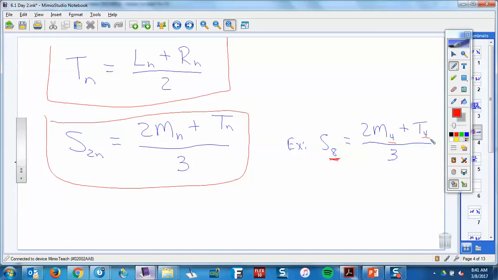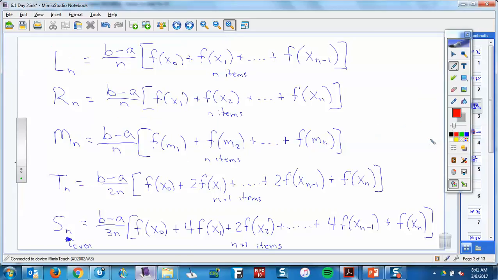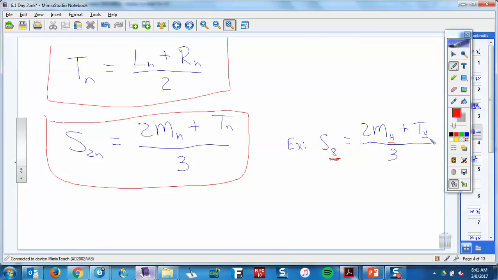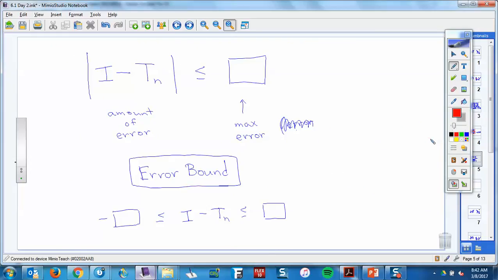Some people get hung up on this isn't 2N and this is. Don't worry about that. Just worry about Simpson's always has to be even. And if you're going to do the shortcut, the average formula, then if you do S8 here, you'll have 4s there. That's all you got to remember. If you're doing an S8, that means you're going to have 9 items here, and N is going to be 8. So don't worry about that 2N business. That's not really a factor. Okay, all right. So we had those things, and then we talked about this right here.